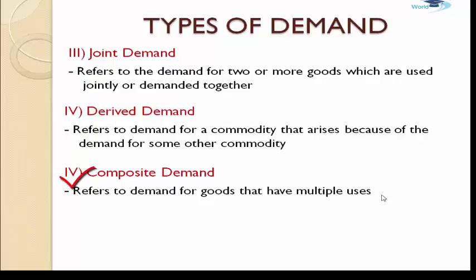And then we have composite demand, which refers to demand for goods that have multiple uses. For example, the demand for steel arises from various uses of steel, such as use of steel in making utensils, bus bodies, room coolers, cars, and so on. So these are different types of demand.